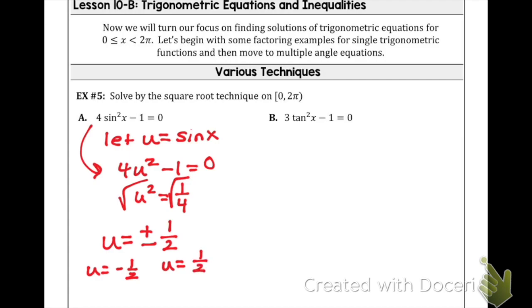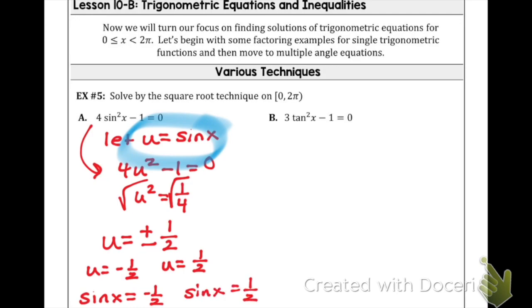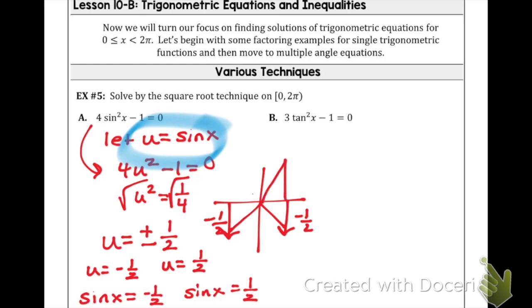Now, what did we say our u is equal to? Sine of x. So now I'm going to turn my u into sine of x. And now I have two basic equations that we should be able to find the answers to, right? So when is my sine at a negative 1/2 displacement? Running out of space, I'll go over here. So vertical down negative 1/2 means we are wider. So that's going to be my pi over 6. But then I also need to get positive 1/2.